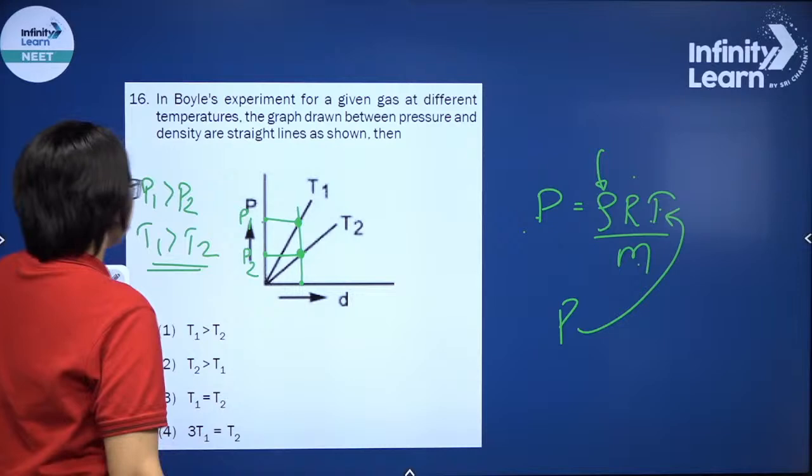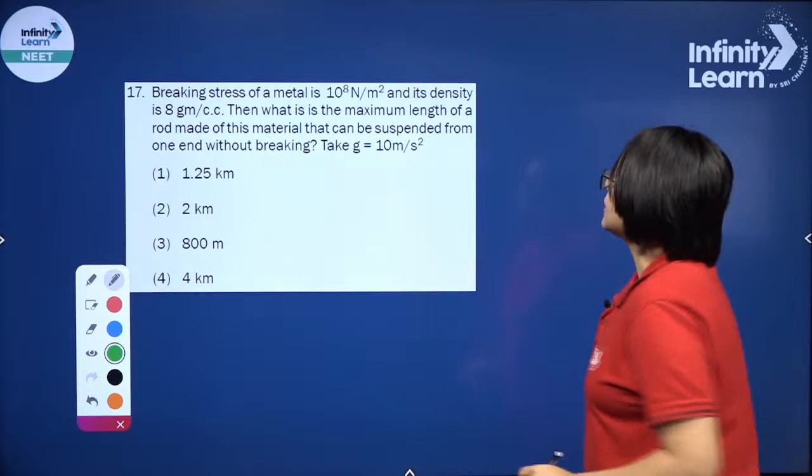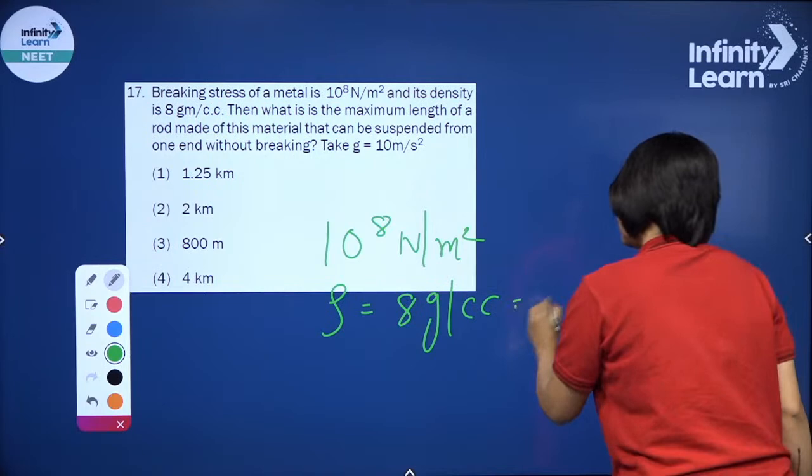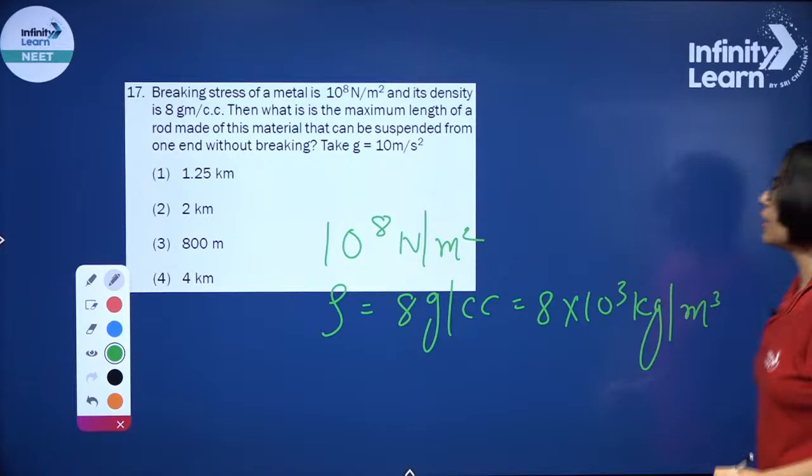Let's go to the next question, question number 17: breaking stress of a material is 10 power 8 Newton per meter square and its density is 8 gram per cc, which is 8 into 10 power 3 kilogram per meter cube. Don't make this mistake in the exam, children, we have to use all SI units.